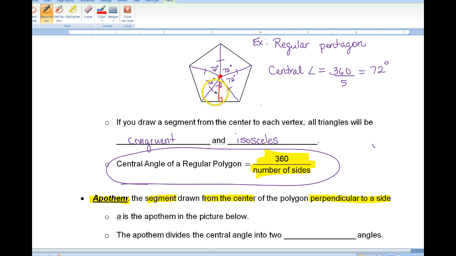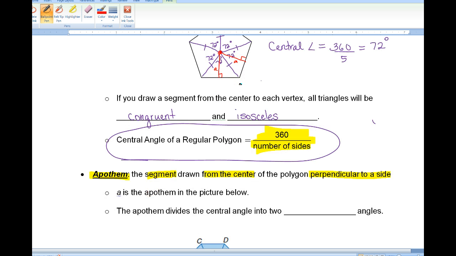We're going to use the lowercase a to represent that. So picture drawing from the center perpendicular to any side, that length will be the same, right? So if I were to draw it here, those are going to be the same. That's still an apothem.